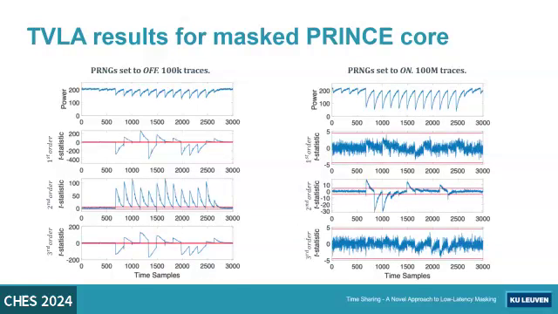Now, since we had the circuit, we also put it on an FPGA and tested it with TVLA. I'm not going to go through all of it, but basically on the left side, you have results for the RNG being switched off, so this is expected to leak. This is our test to make sure that everything is working as expected. And then on the right-hand side, you have results for the PRNG being switched on with 100 million traces, and there's no leakage shown, so we are happy, and the circuit seems to be secure.